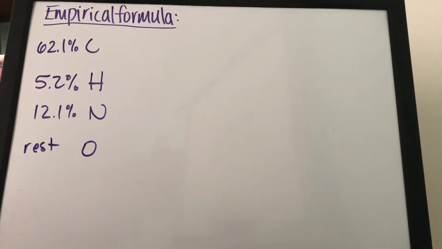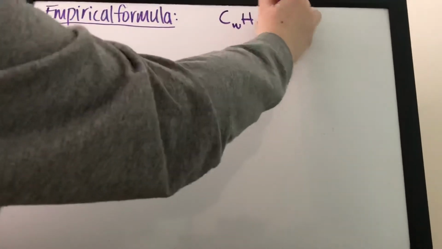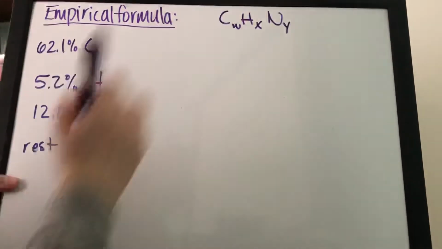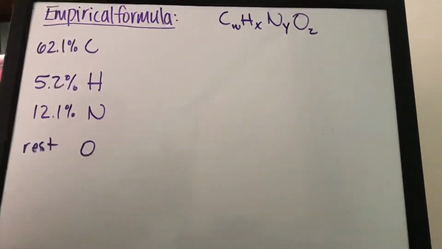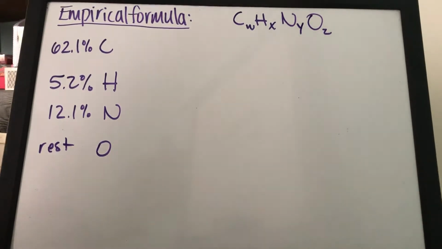Okay, so in this case, I have a 4 element formula. So C, I guess X, Y, and Z won't work. So C, W, H, X, N, Y, and O, Z. And so I'm looking for my 4 letters up there. Again, they're mole numbers, so I'm going to have to change these values into moles.